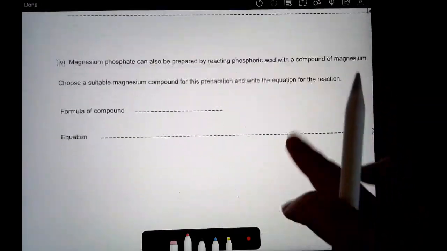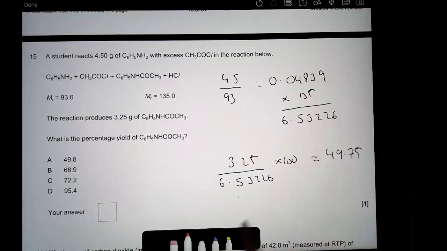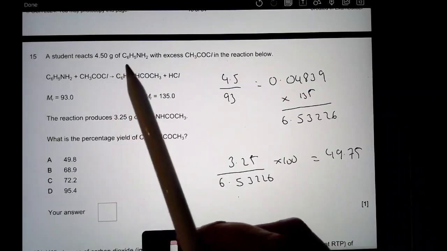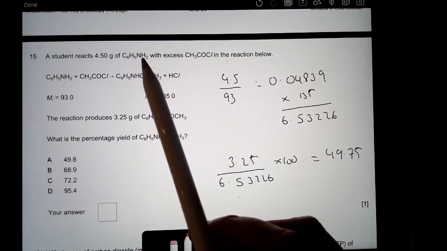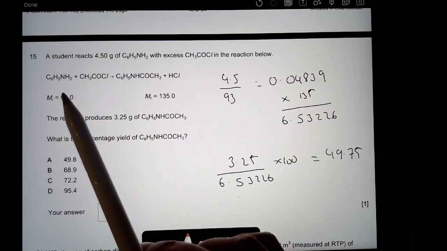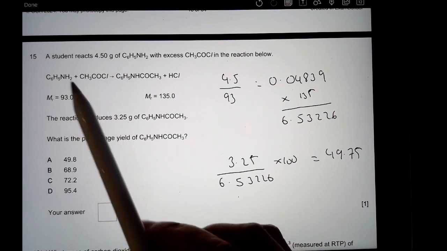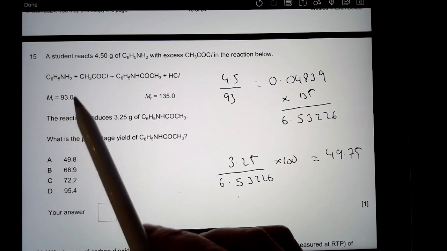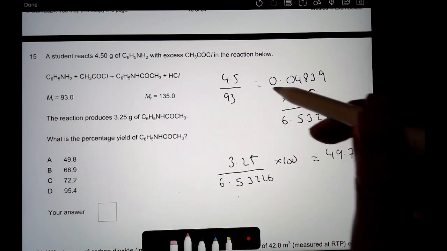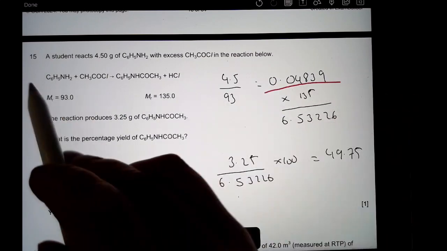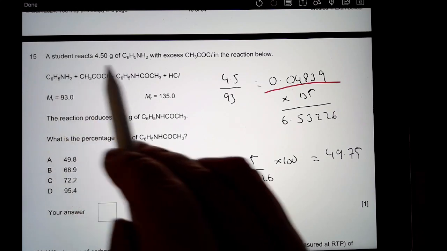Next one I was asked for was 15, which is here. So it's a percentage yield question. You're told the mass of phenylamine that you started with, and you were asked about the percentage yield. So if you're given the mass, the first thing you're going to do is work out the number of moles. So it's 4.5 divided by 93, and you work out the number of moles of phenylamine that you've started with. You've got a 1:1 ratio.